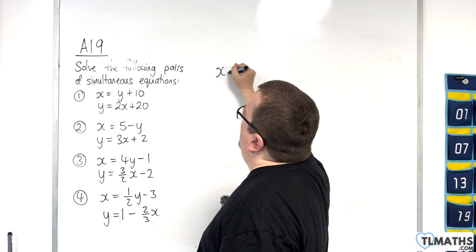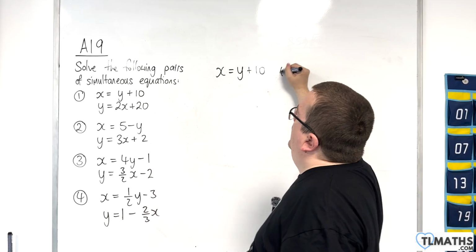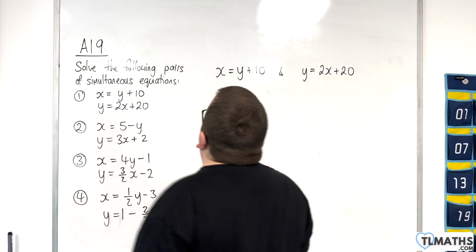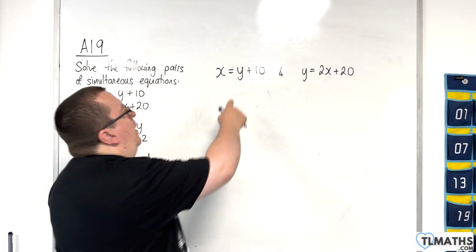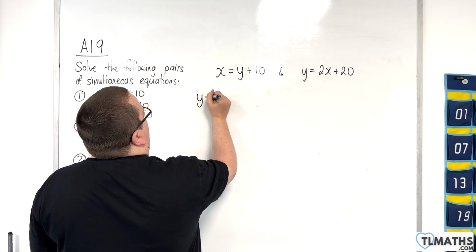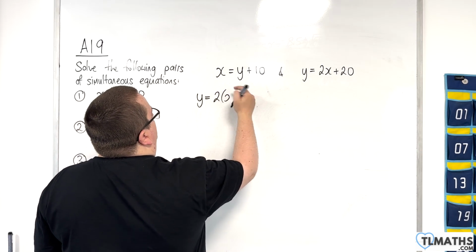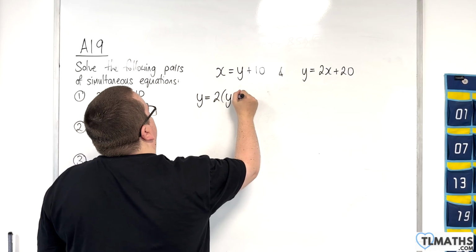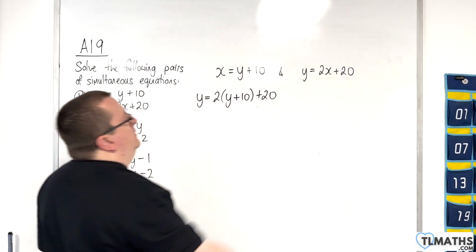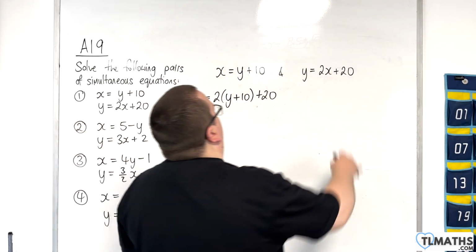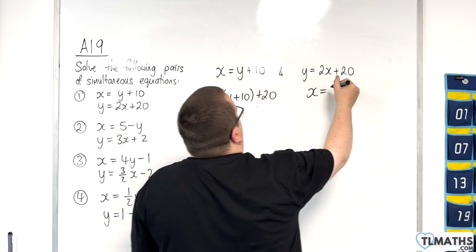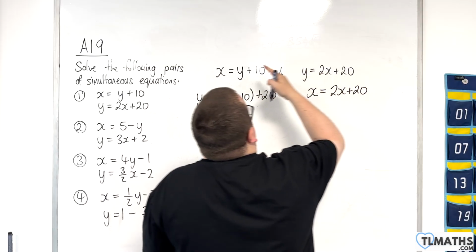So with the first one, we've got x is equal to y plus 10, and y is equal to 2x plus 20. So you could go, well, if I've got x equals y plus 10, then I can replace the x with y plus 10 and get y is equal to two lots of (y plus 10), plus 20. So I've substituted that one into there. Or you could have substituted that one into there and got x is equal to y, which is 2x plus 20, plus 10.